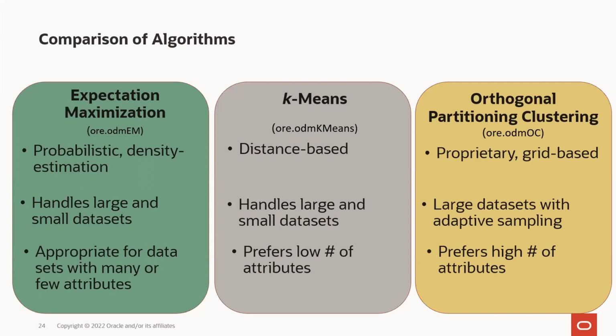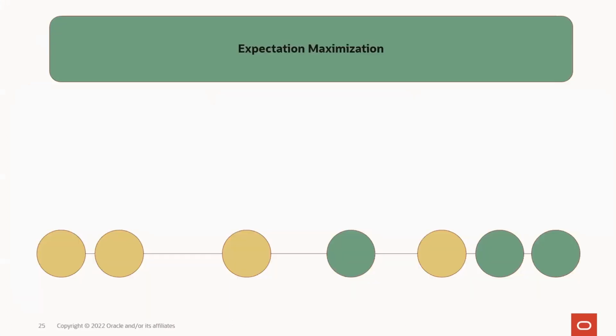And these mostly are distinct. EM works with both high and low numbers of attributes. K-means is better for low, and OC is better for a high number of attributes. This is just a quick glance, as there are other criteria for comparison, but I figured I'd give you a quick taste of what's to come. So let's illustrate these differences.